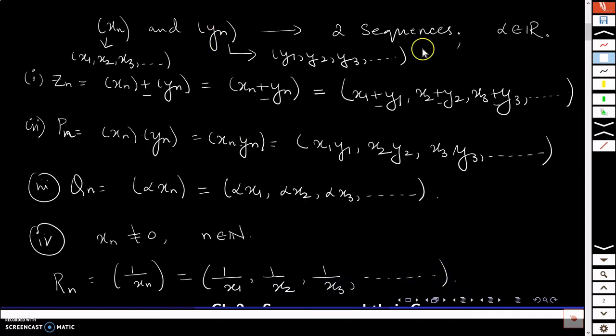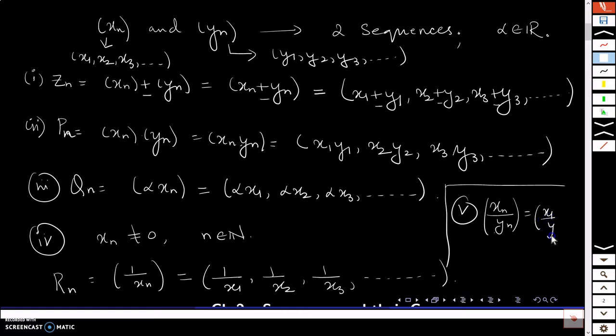Similarly, you can also talk about the sequence, say, xn by yn. Here it is necessary that all the terms of yn are non-zero, and the corresponding terms of this sequence will be x1 by y1, x2 by y2, x3 by y3, and you keep on going this way. So these are some ways using which you can generate more and more sequences from the given two sequences.